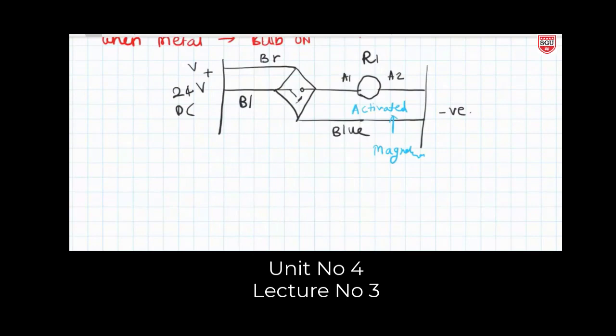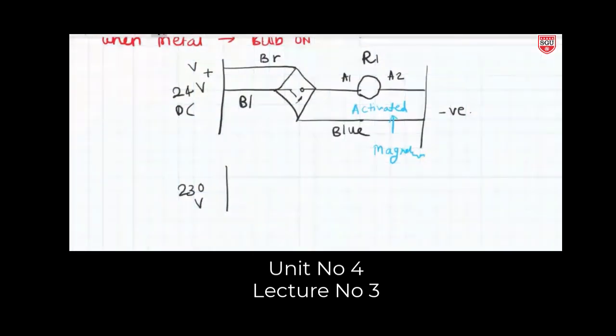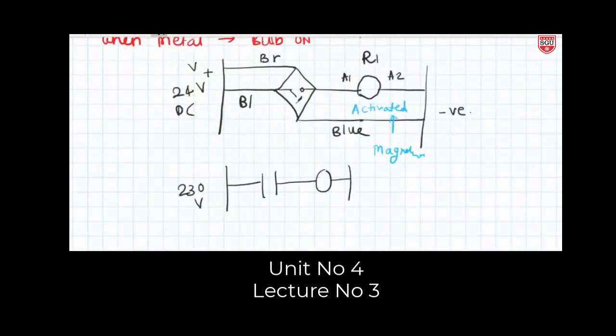Now there is one parallel circuit which is having 230 volt AC supply, and to that I am attaching a bulb, and whatever I have drawn here is nothing but the switch of relay 1, which is in NO position. So what will happen? Just imagine and tell.